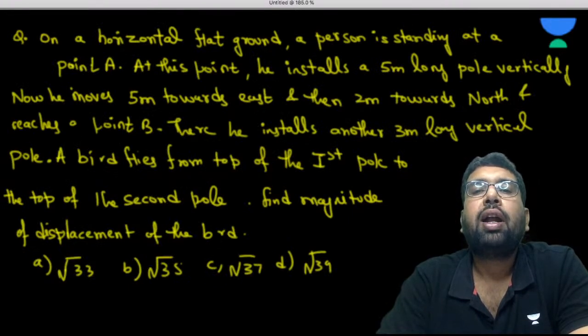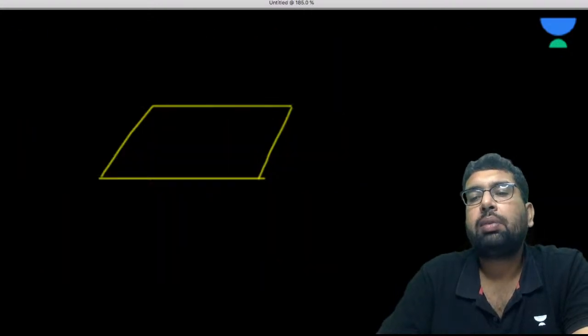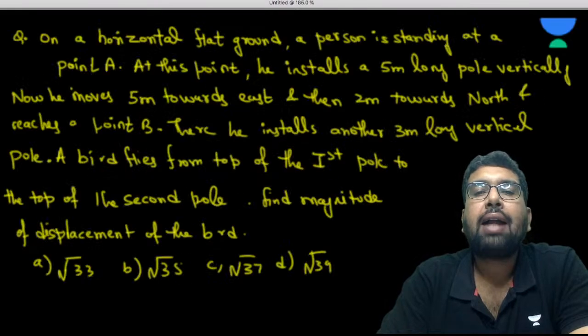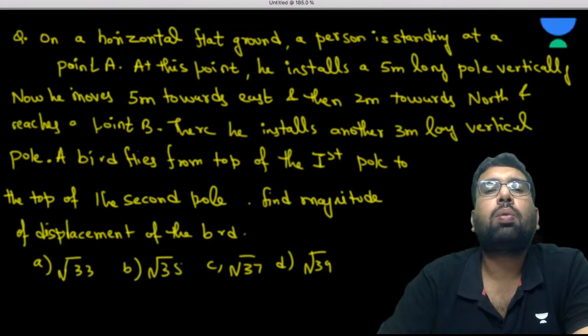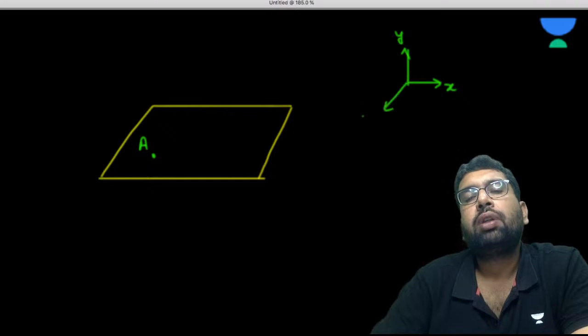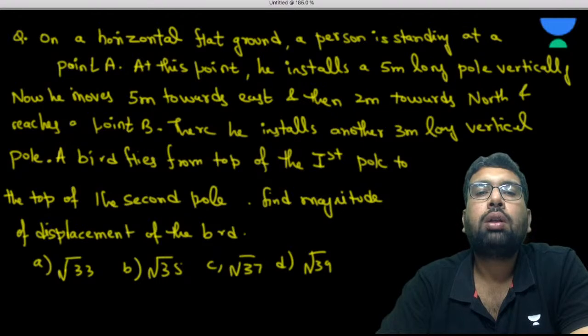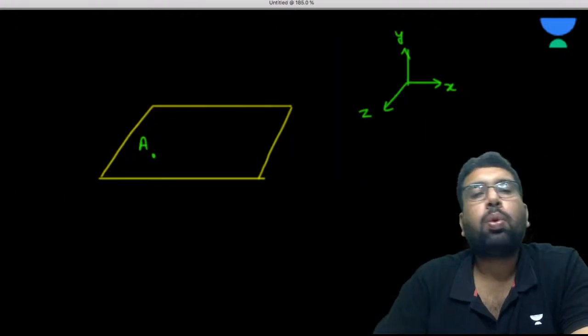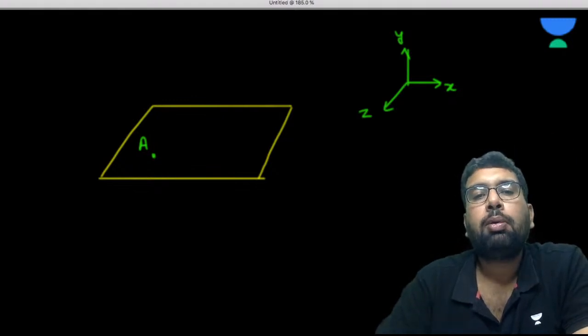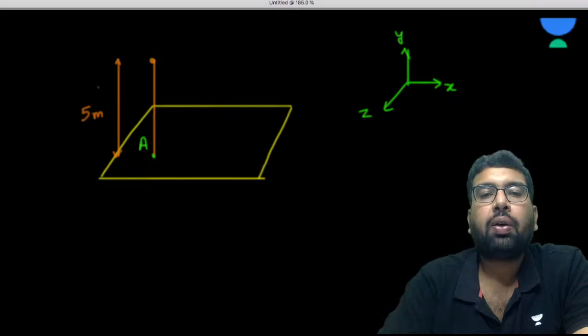On a horizontal flat ground, a person is standing at a point A. Let's suppose this is that point A. At this point, he installs a 5-meter long pole. Let's consider the directions: this is X, this is Y, this is Z. Now he installs a 5-meter long pole, which is going to be parallel to this Y. Let's suppose this is 5 meter.